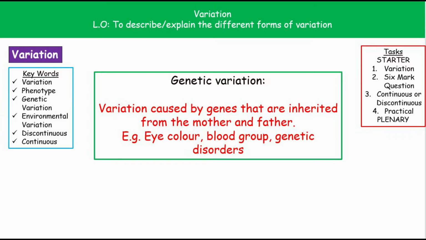So things like your eye colour. You're born with an eye colour and that's your eye colour for your life. Your blood group, again, you are born with a certain blood group, it doesn't change. And any genetic disorders as well, so things like cystic fibrosis, Huntington's disease. These are genetic disorders, again, you are born with those genes. So make sure you've got the definition written down and those three examples. As I say, it's not all of the examples, there are many other variations caused by genes, but I just went with three in this case.